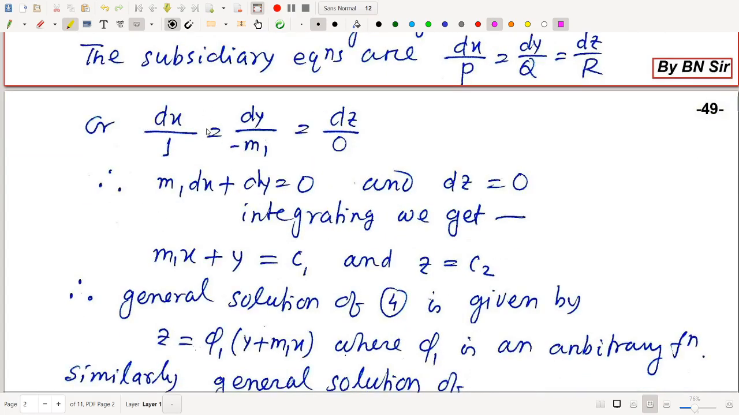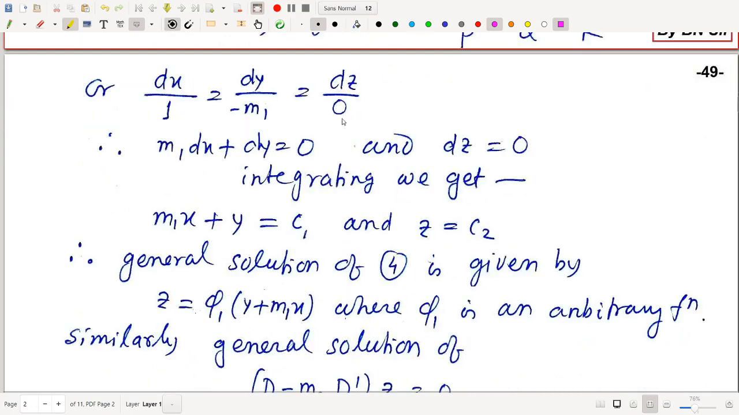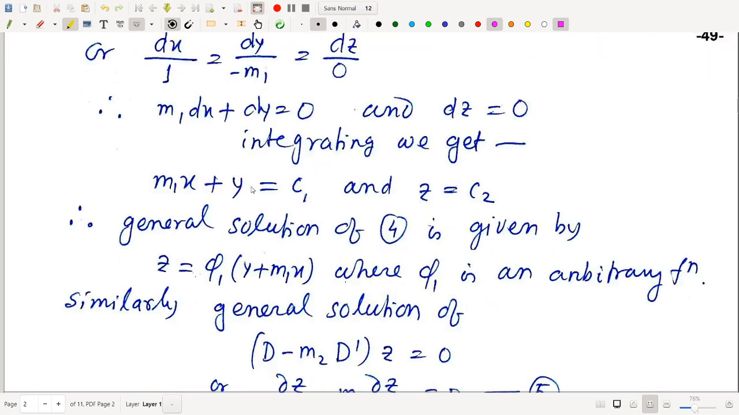Therefore, considering first two, if we cross multiply, then we shall get dy equal to minus m1 dx, that is, side changing, m1 dx plus dy equal to 0, and obviously dz equal to 0, because here you can consider crossing this R here, dz will be R by Q dy, R is 0, so dz is 0. Integrating this we get m1x plus y equal to c1, and integrating dz we get z equal to c2. So as if this is u equal to c1 and this is v equal to c2. In Lagrange's method we have seen, then the general solution can be written as v equal to phi of u or phi of u, v be 0, like that.